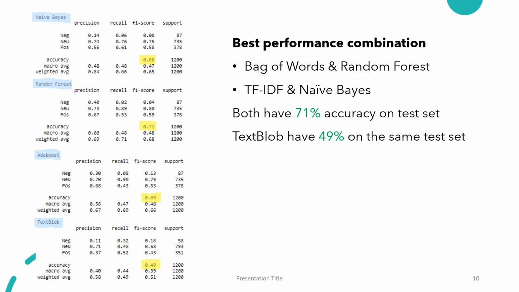After performing the experiment with different combinations, I found the best performing models are bag-of-words with random forest and TF-IDF with naive Bayes. They both have 71% accuracy on the test dataset. On the other hand, the textbook model has 49% accuracy on the same test set, which also passed the benchmark if we consider 3-label random guessing with a 1/3 chance of getting it right.